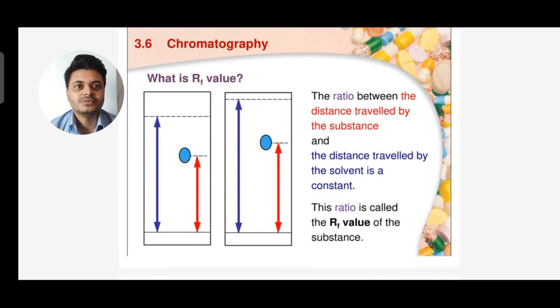So what is the RF value? The ratio between the distance traveled by a substance and the distance traveled by the solvent is a constant. This ratio is called the RF value of a substance. So if the question comes, what is RF value, you have to write that the ratio between the distance traveled by the substance and the distance traveled by the solvent is a constant. The RF value will be constant.